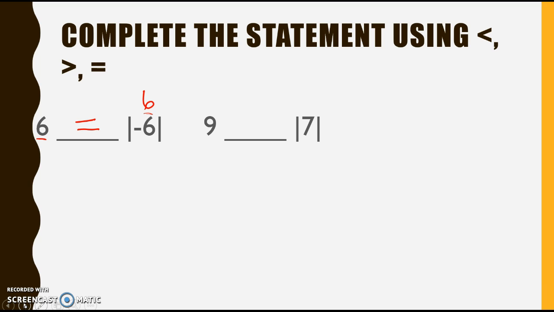Our next problem says 9 and then the absolute value of 7. So again, I'm going to solve this absolute value part. So now I'm comparing 9 and 7, and 9 is greater than 7. And then lastly, we have the absolute value of -11 and 10. So the absolute value of -11 is saying how far away is -11 from 0, and that is 11 away. So we're comparing 11 and 10, and 11 is greater than 10.